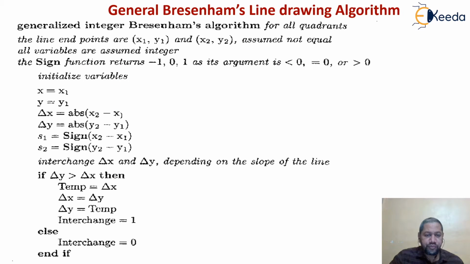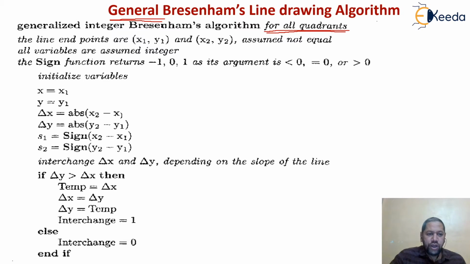Okay, now this is my general Bresenham's algorithm, because this general one indicates that I want to draw the line in any quadrant, not only into the x and y positive values, it may be any value. So that's why the name is written generalized integer Bresenham's algorithm. This word "all quadrant" is very important. This "for all quadrant" makes this a general algorithm.